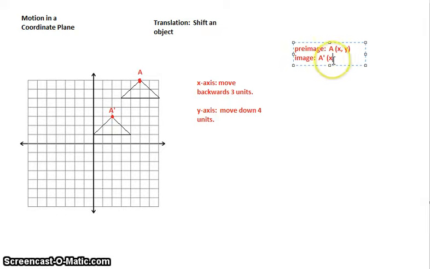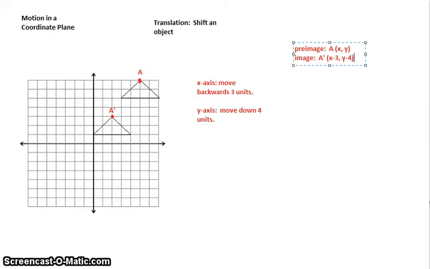So that's what I'm going to do here. I'm going to move my x point 3 units. So I'm going to say x minus, because I have to go backwards, 3. So x minus 3 is how I got from this point to this point. And then for my y, according to this, I move my y point down 4 units. So since I'm going to go down, once again I'm going to say minus, and then I moved down 4 units. So I'm going to say y minus 4.